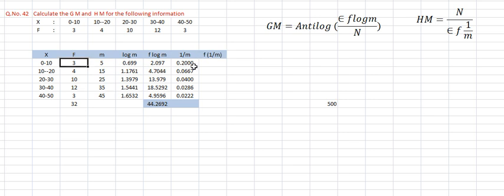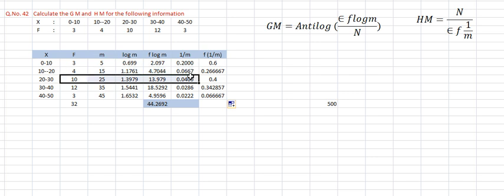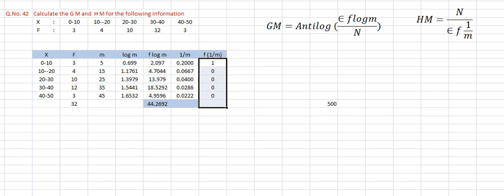So f is here, 1 by m is here. Now find 3 into 1 divided by m: 3 into 0.2 is 0.6. Like that you multiply all the numbers, 4 into this number, 10 into this number, 12 into this number, 3 into this number. So you will get this number. This was the answer, and the total is this one. We need the total of this. So this was enough for our computation of geometric mean and harmonic mean.